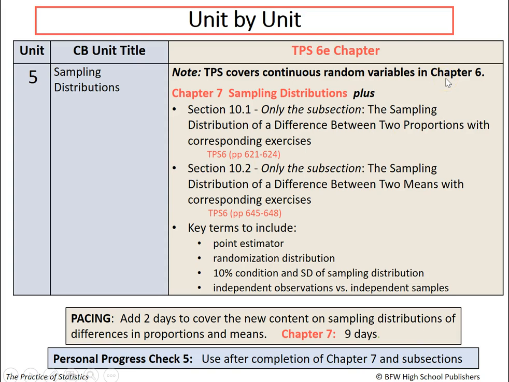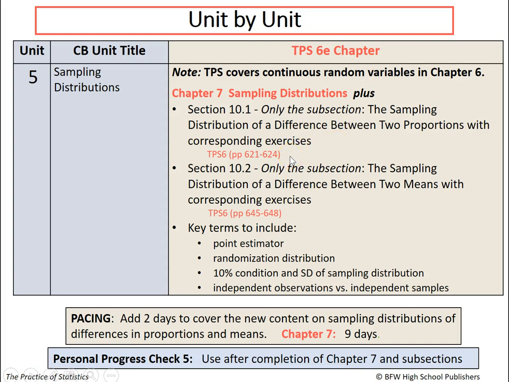One note, TPS covers continuous random variables as part of chapter 6, which fits nicely with the random variables theme. But because of the length of unit 4, College Board has decided to roll this topic into its unit on sampling distributions. Otherwise, chapter 7 on sampling distributions plus, you need to add the subsection from section 10.1, the sampling distribution of a difference between two proportions with the corresponding exercises.